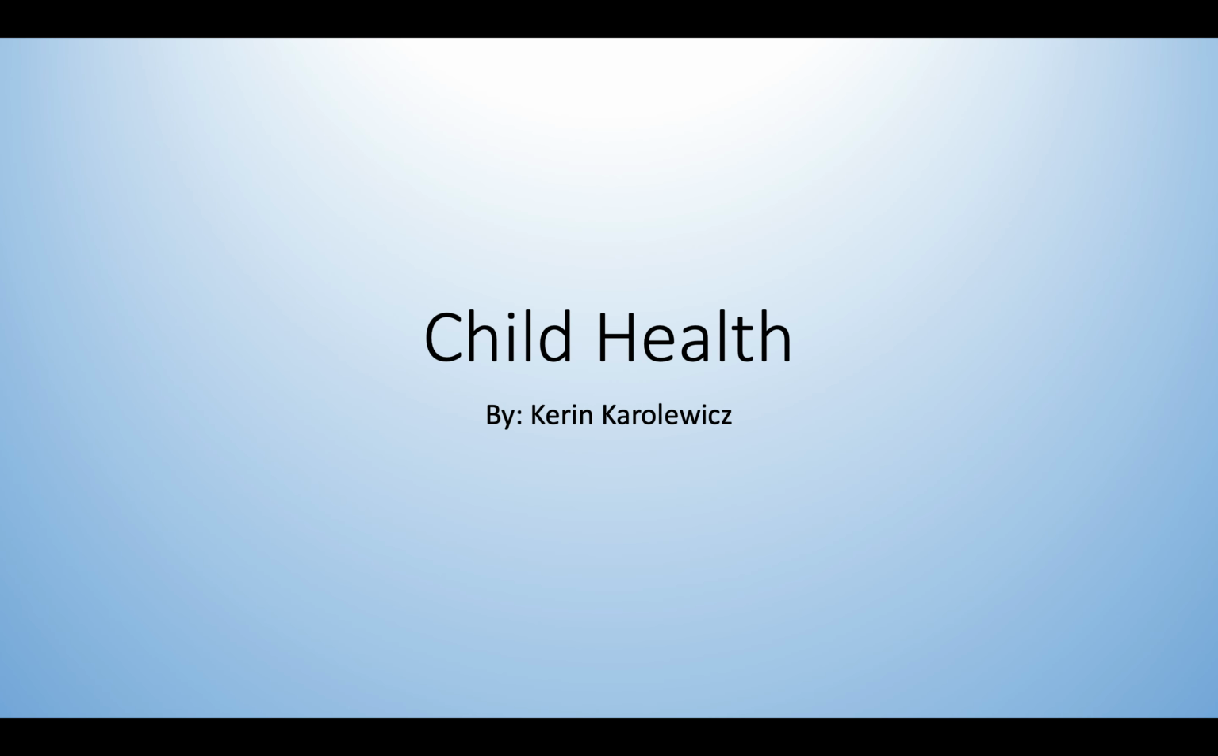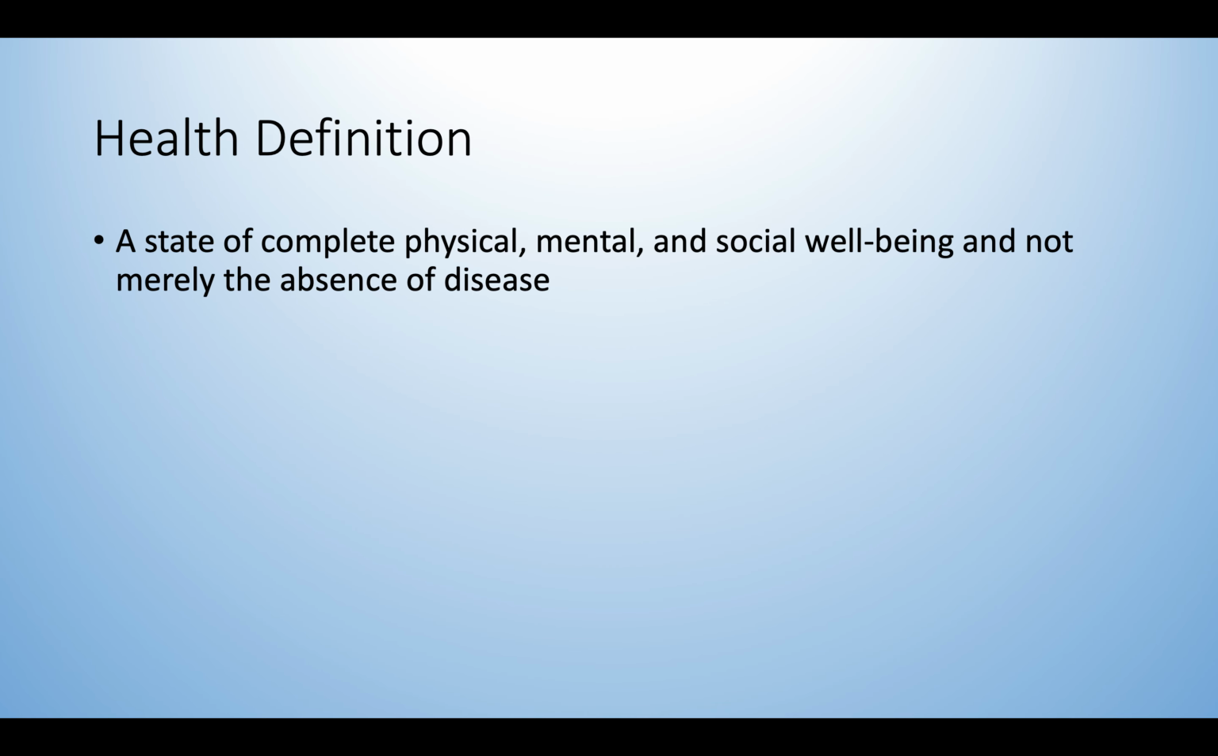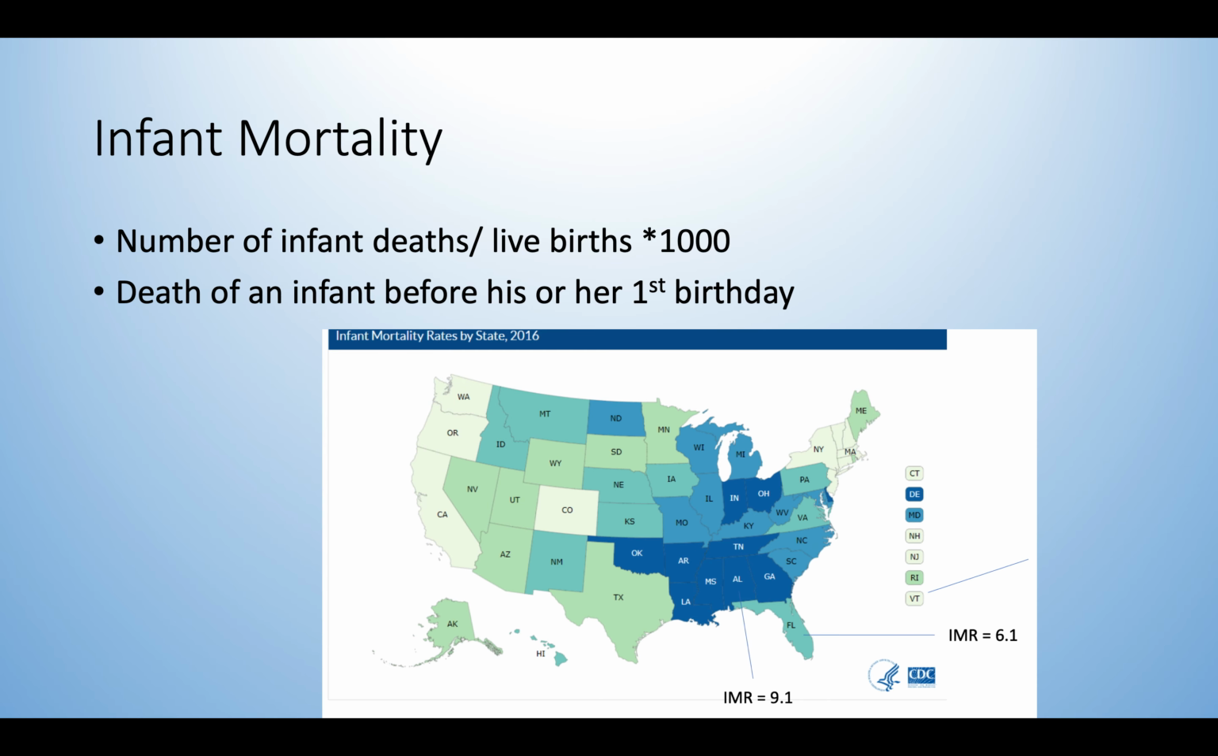So in this video, I'm going to be talking about child health. Health is defined as a state of complete physical, mental, and social well-being and not merely the absence of disease. Specifically, I'm going to focus on infant mortality. Infant mortality can be determined by the number of infant deaths divided by live births multiplied by 1,000. And these are deaths of an infant before his or her first birthday.